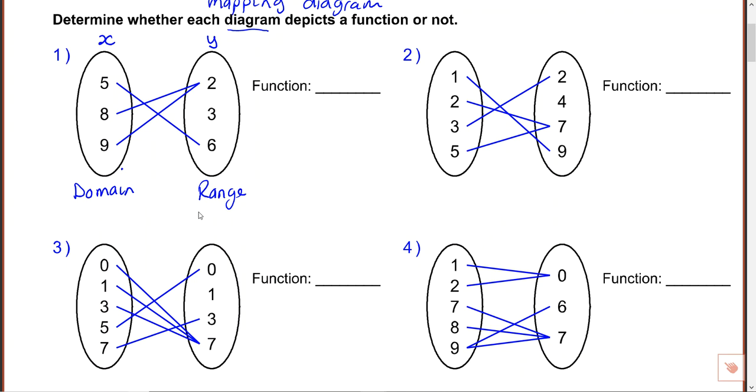I understand how when X is 5, Y is 6, but I don't understand how when X is 8 and 9, it's both 2. Could it be like the range of those two numbers? When it's between 8 and 9, Y is 2. No, that's not what the mapping diagram shows. The mapping diagram shows very clearly that if X is 8, Y would be 2. But if X is 9, Y would also be 2. If X is 5, Y would be 6.